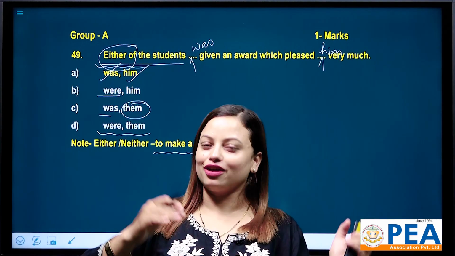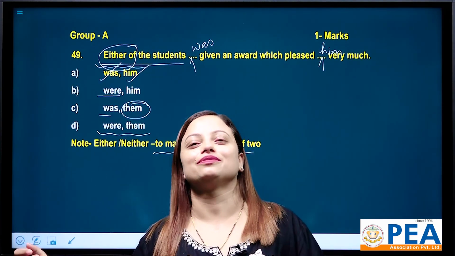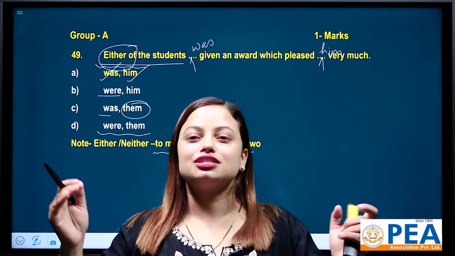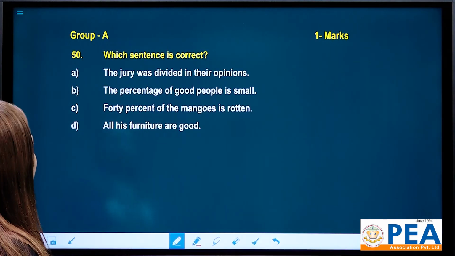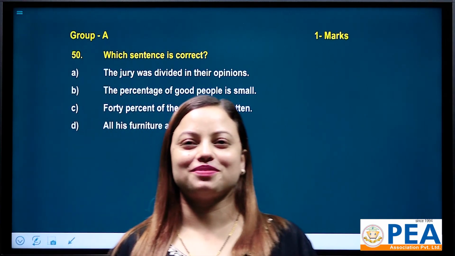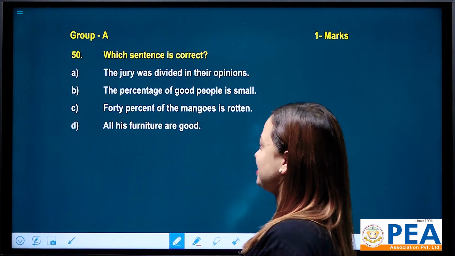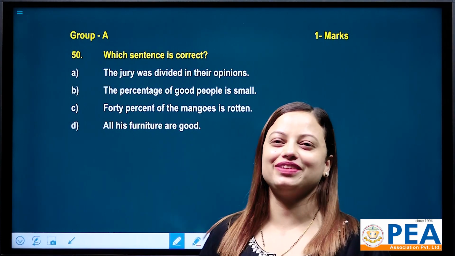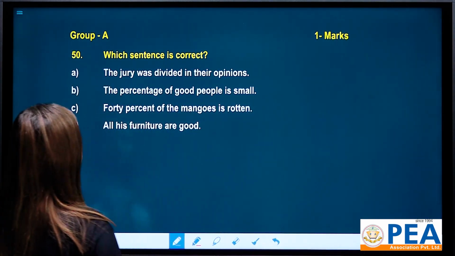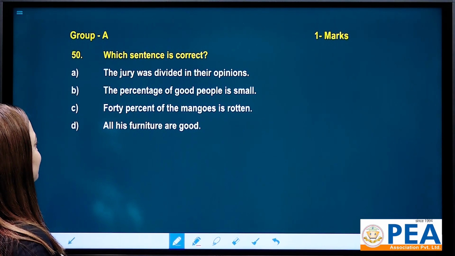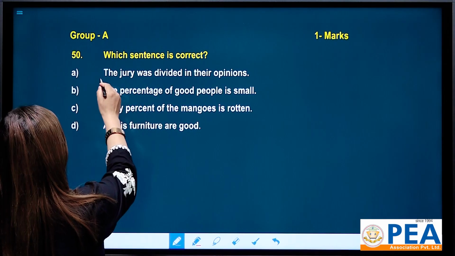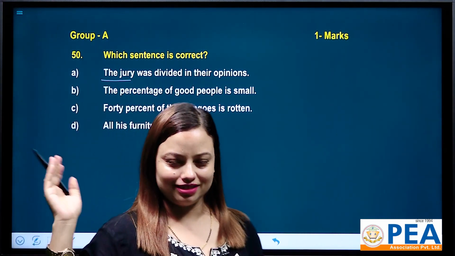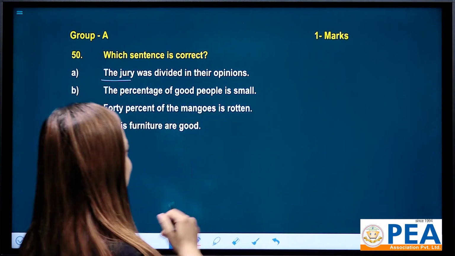Because either or either of, neither or neither of, it always takes a singular auxiliary verb, or let's say a singular verb after it. Now this is question number 50 and our question is, which sentence is correct? Let's read. Option number A: The jury was divided in their opinion. Look at here, your subject is the jury, all right? Let me describe it later on. First of all, let me read it.